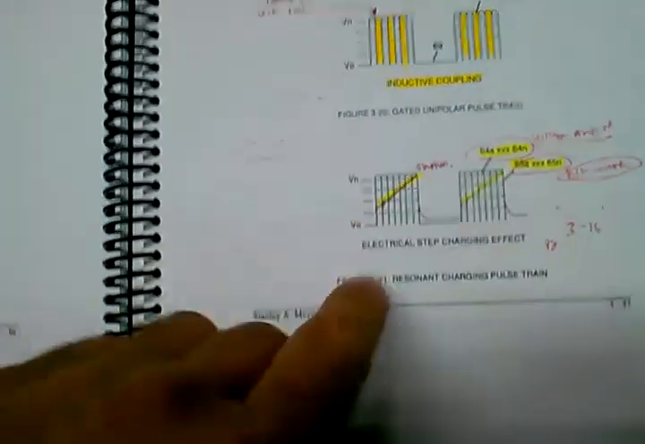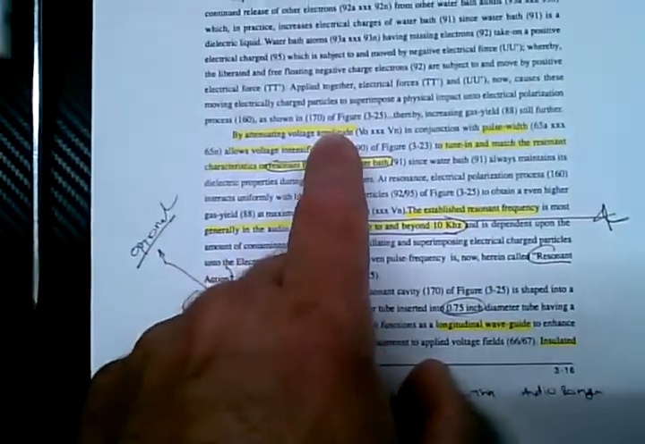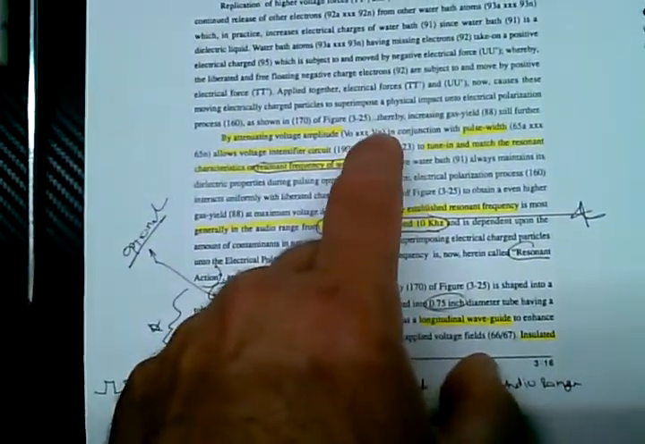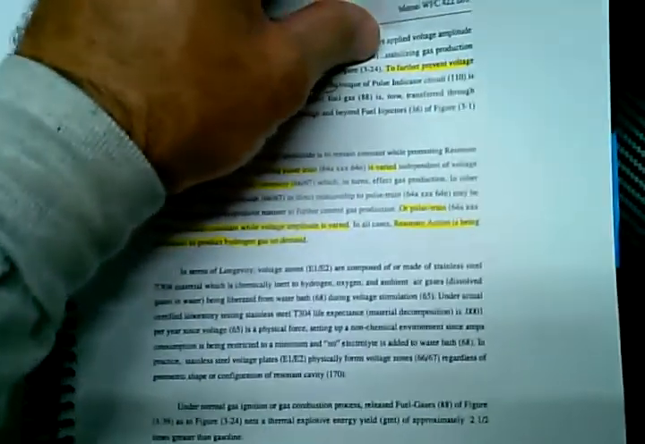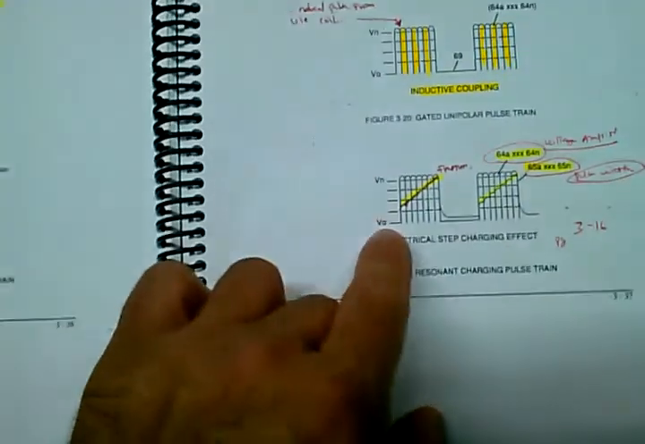Something caught my attention, and it is the explanation by Stan Meyer of this picture here. I'd like to share this with you guys. This is found on page 316. He says the following. It says, by attenuating the voltage amplitude, and that's V0 through Vn. Once again, we go back to the drawing to confirm that we're right where he's talking about. So there's V0 through Vn.